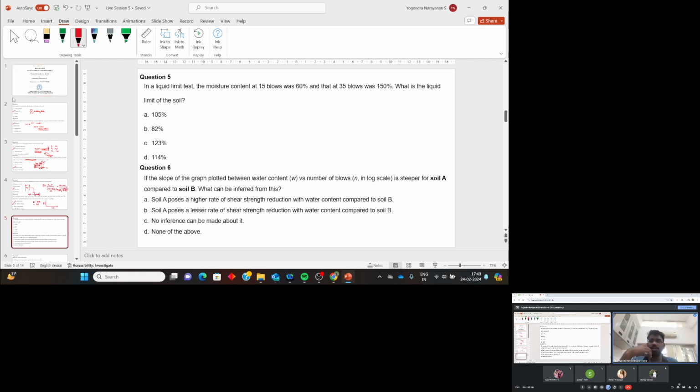Let me repeat the question. In a liquid limit test, the moisture content at 15 blows was 60%, and that at 35 blows was 150%. What is the liquid limit of the soil?